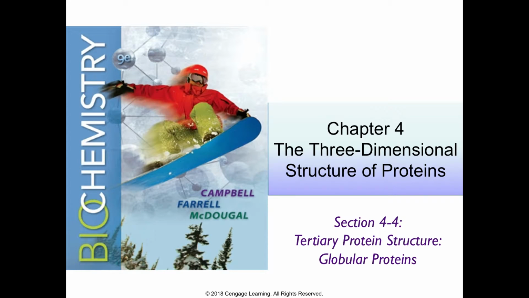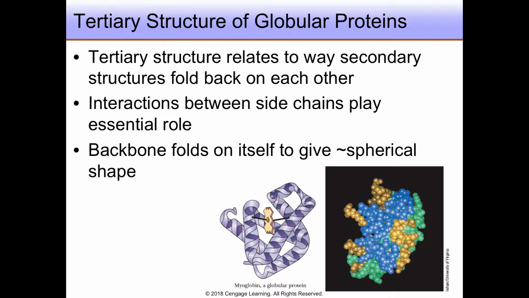Our second major grouping of proteins in terms of tertiary structure is globular proteins. As we will see later, globular proteins do much of the work of the cell in terms of enzymatic activity. In contrast to fibrous proteins, globular proteins have backbone chains that do fold back on each other. Interactions between side chains play a key role in adopting the final tertiary fold.